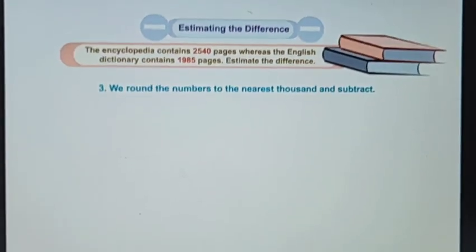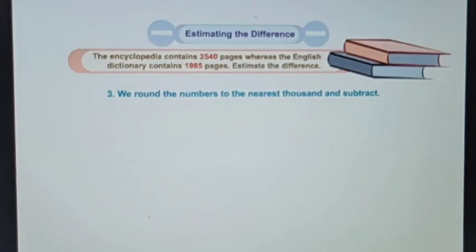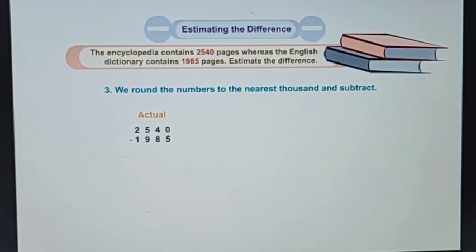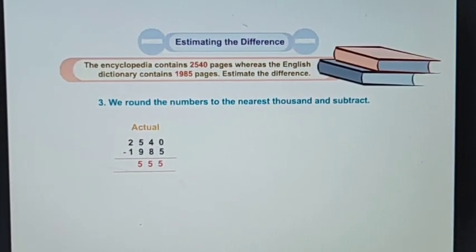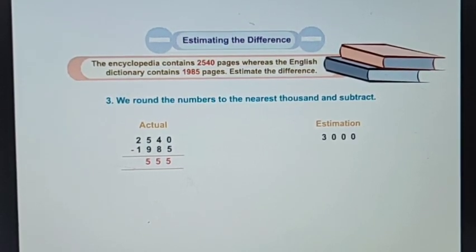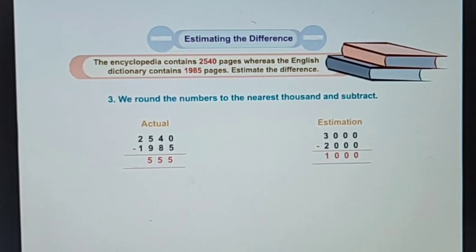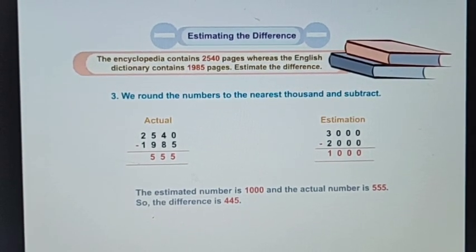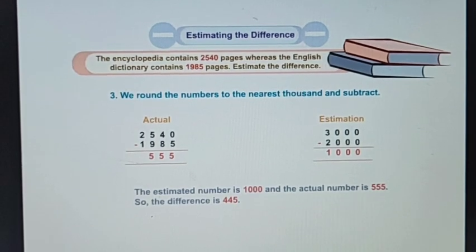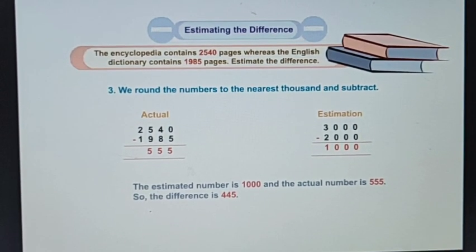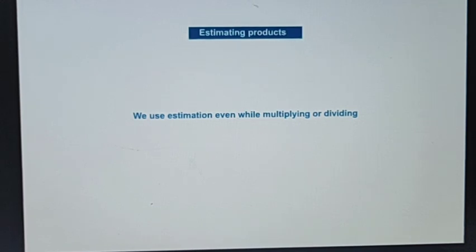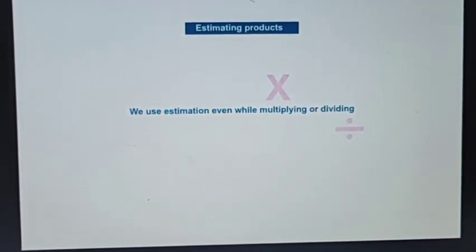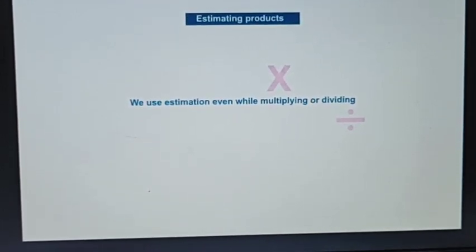We round the numbers to the nearest 1,000 and subtract. Actual, 2,540 minus 1,985 gives 555. Estimation, 3,000 minus 2,000, that is 1,000. The estimated number is 1,000 and the actual number is 555. So the difference is 445. We use estimation even while multiplying or dividing. To understand estimating products of multiplication, look at the examples on the screen.